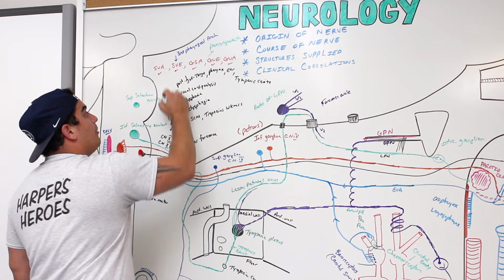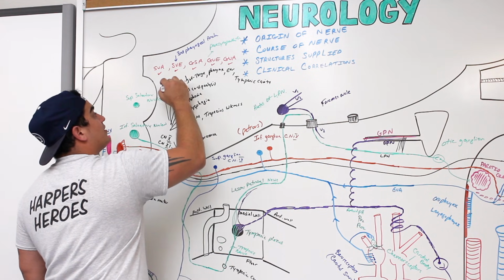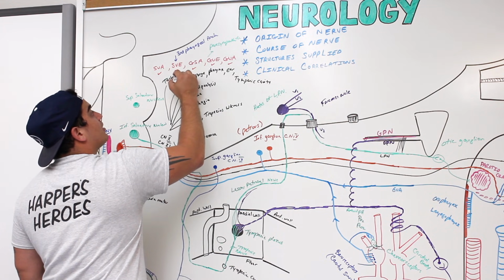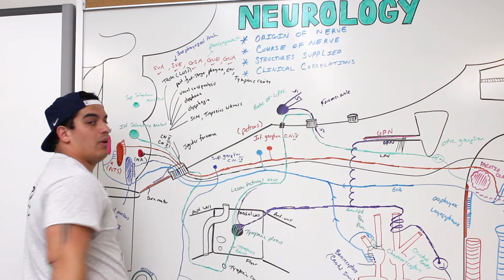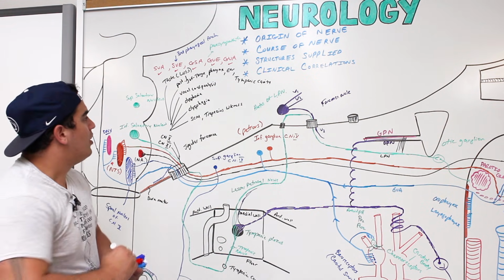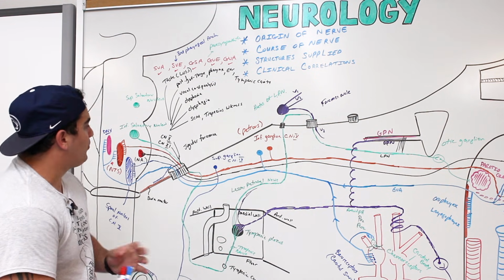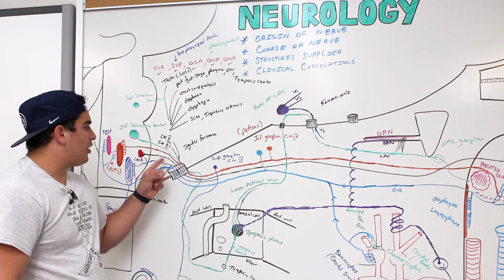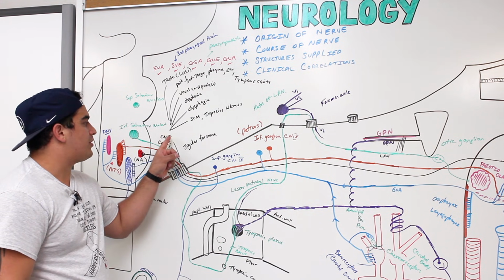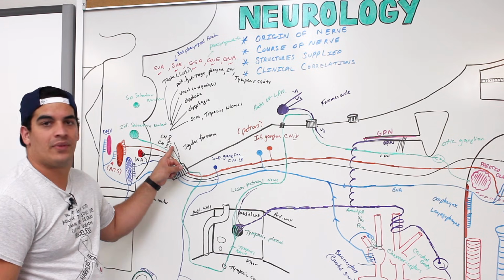Also, what else? They might have loss of taste within the posterior 1/3 of the tongue if the glossopharyngeal nerve is damaged. So like I said, in general, whenever the glossopharyngeal nerve is damaged, it's usually also going to be associated with cranial nerve 10 and cranial nerve 11.